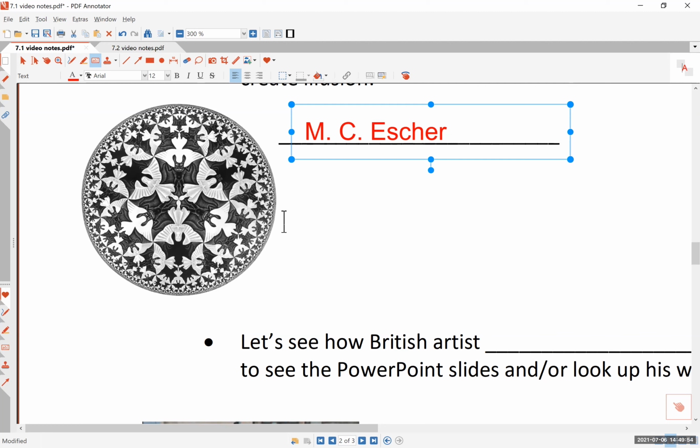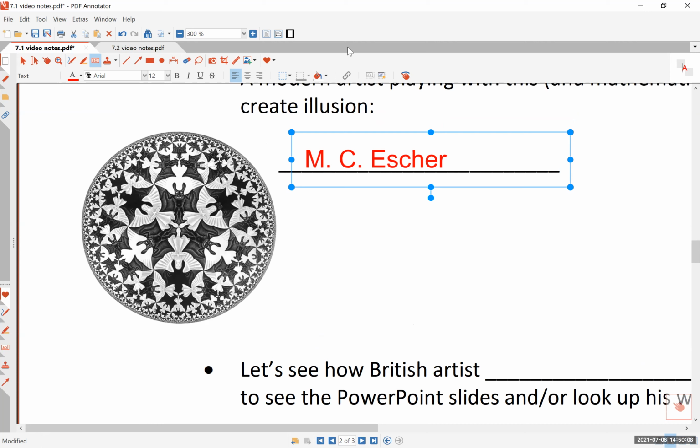And there is a lot of mathematics involved in this, in hyperbolic geometry. But somehow Escher was able to draw this without formal education in geometry. So that is sort of surprising in a sense. Okay, let's go back to that British artist.